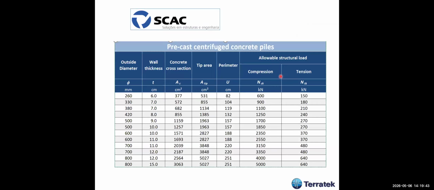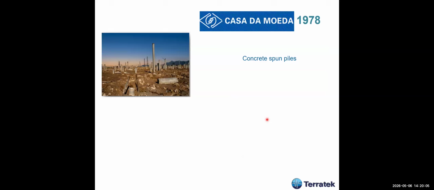And this is a catalog for one of these precast centrifuged spun concrete piles, and this gives the allowable structural load in compression and tension, pile diameter, etc. From a catalog like this, once you have the load, you can choose the type of pile that you're going to use.